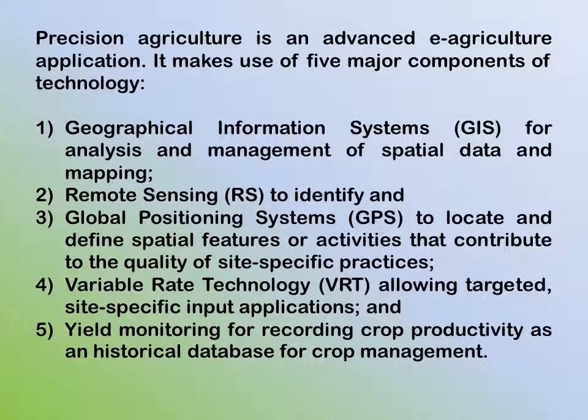The first component is the geographical information system. Sometimes you are asked what the full form of GIS is. Geographical information system, for analysis and management of spatial data and mapping. Then remote sensing. Then global positioning system, to locate and define spatial features or activities that contribute to the quality of site-specific practices. Fourth is variable rate technology, allowing targeted site-specific input application. And next is yield monitoring, for recording crop productivity as a historical database for crop management. So yield monitoring is also important.